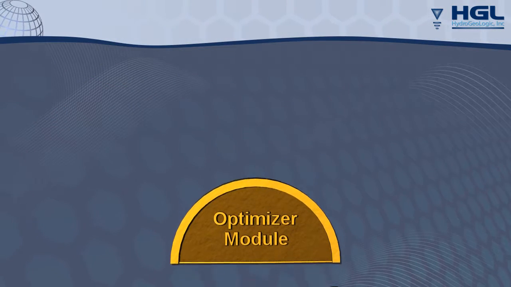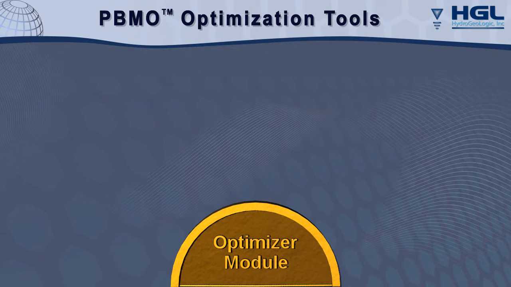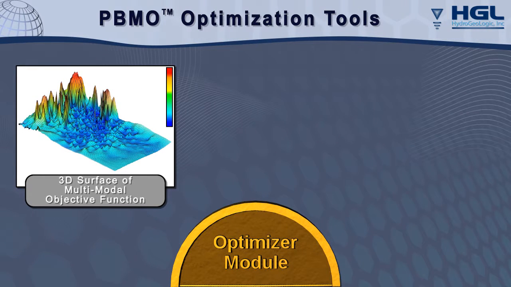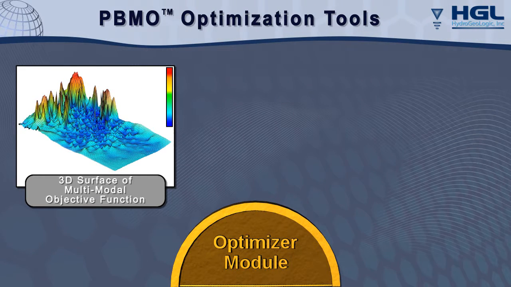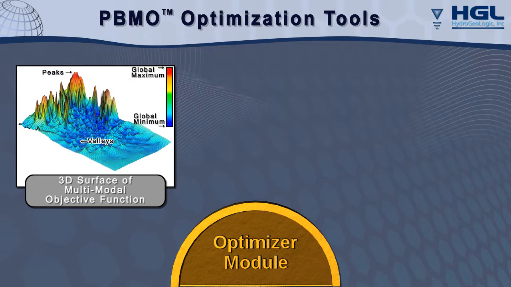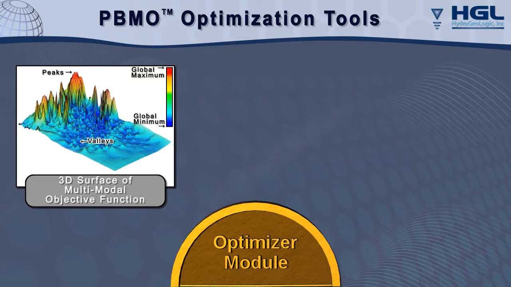The PBMO Optimizer module resides in the upper half of the medallion. This cutting-edge optimizer contains a complete assemblage of computational optimization algorithms for conducting a systematic search of global maximum and minimum values, or peaks and valleys, of the multimodal objective functions for the given optimization problem.